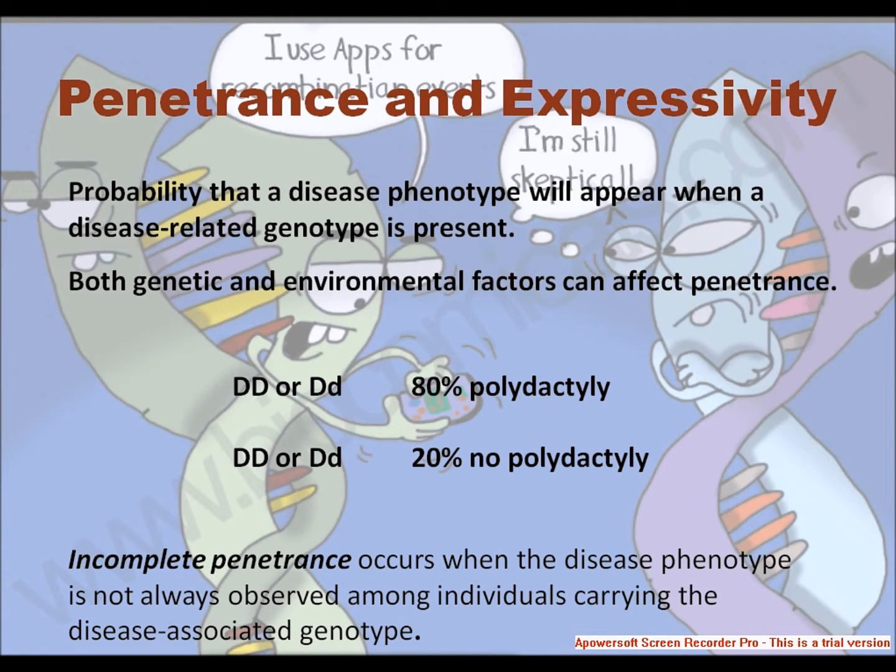Let us take an example of polydactyly in humans, which is produced by a dominant gene. A homozygous recessive genotype does not cause polydactyly. However, some heterozygous individuals are not polydactylous. Suppose 20% of heterozygous individuals do not show polydactyly; this means that the gene has a penetrance of 80%.